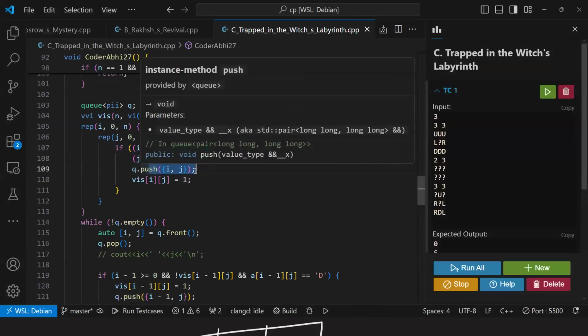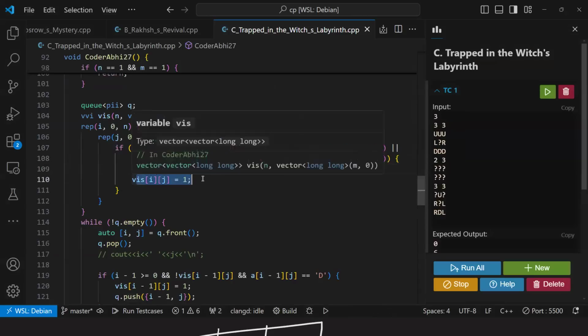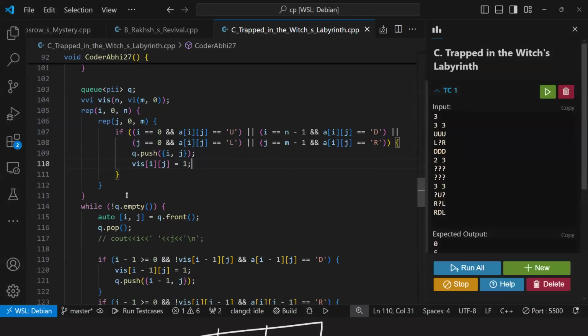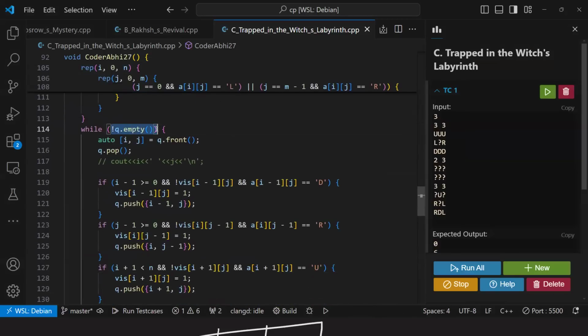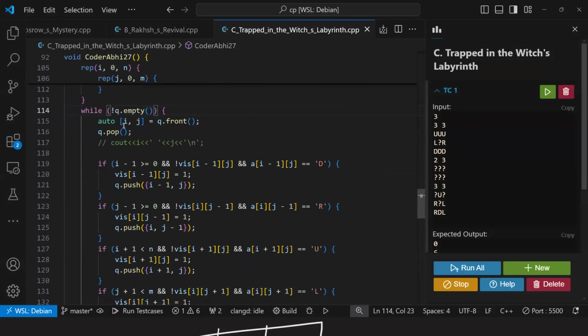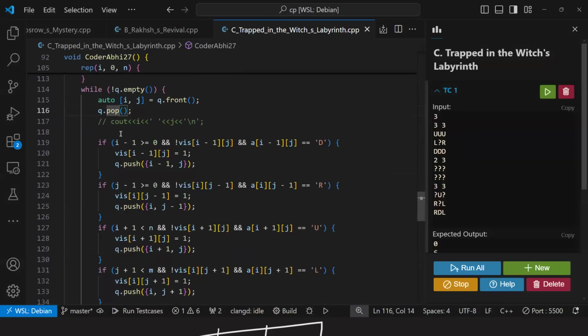So I push all of them into my queue and mark them as visited. So these are the initial sources in my multi-source BFS. Now I run my BFS. While the queue is not empty, I take the front of the queue, i and j, and I pop the queue. So i and j is the current cell at which we are.